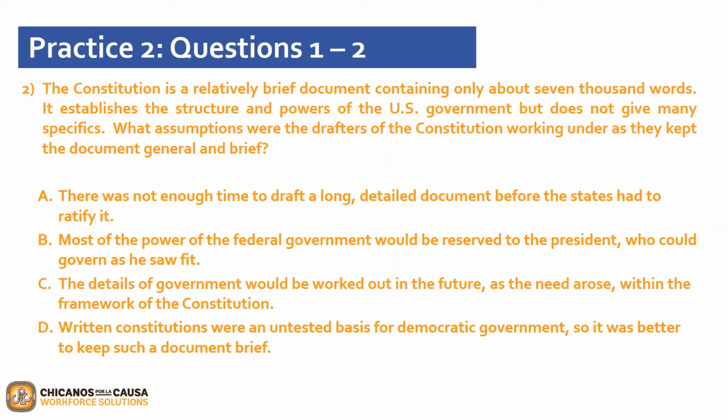Let's move on to question 2. The Constitution is a relatively brief document containing only about 7,000 words. It establishes the structure and powers of the U.S. government, but does not give many specifics. What assumptions were the drafters of the Constitution working under as they kept the document general and brief?